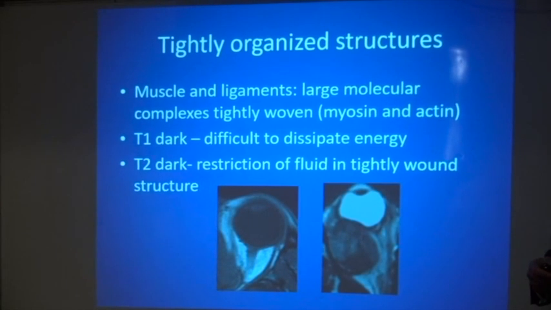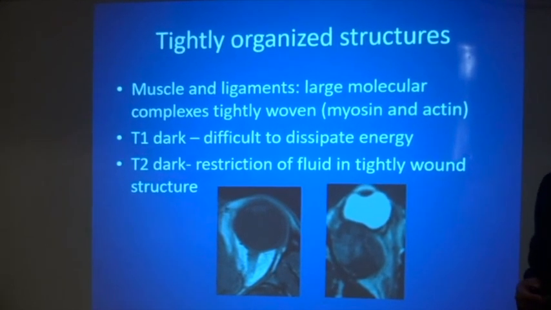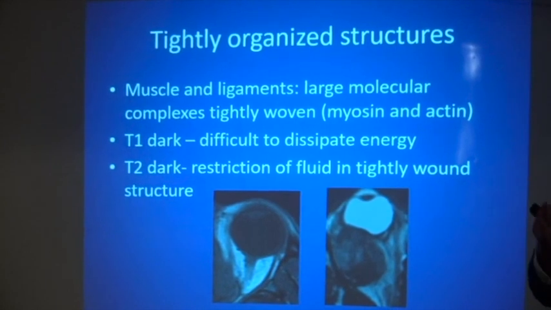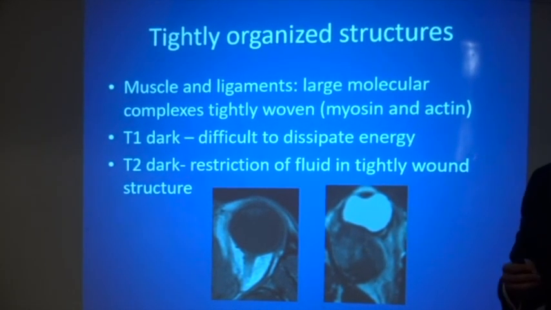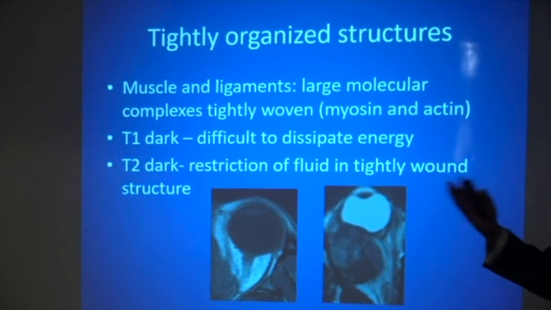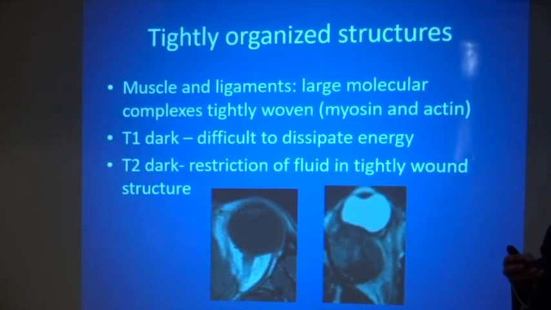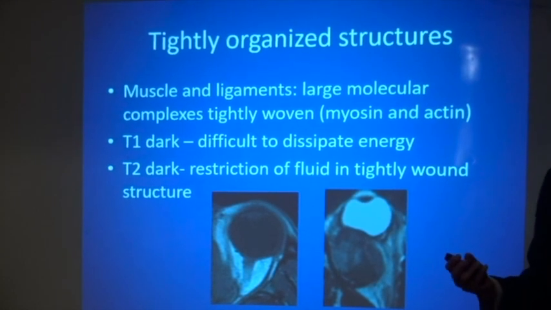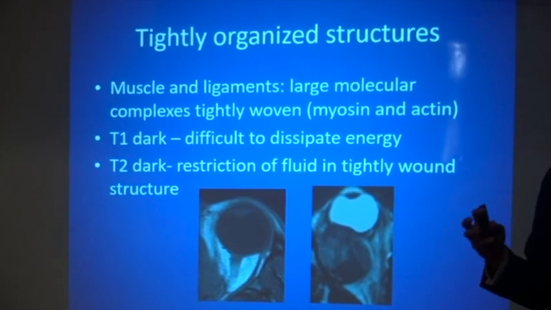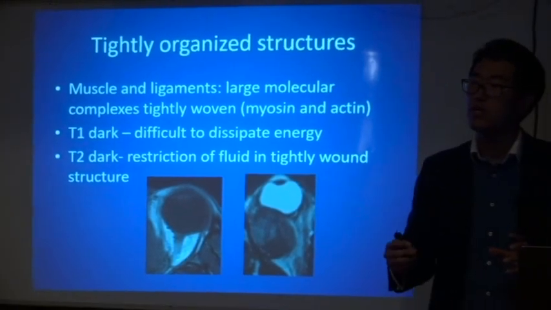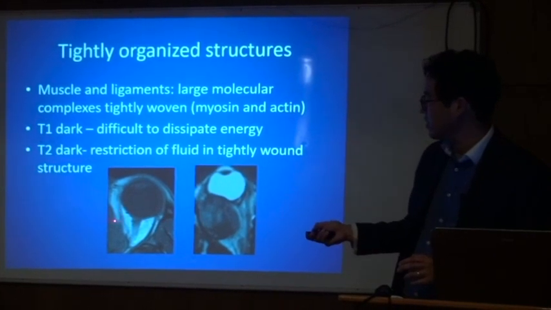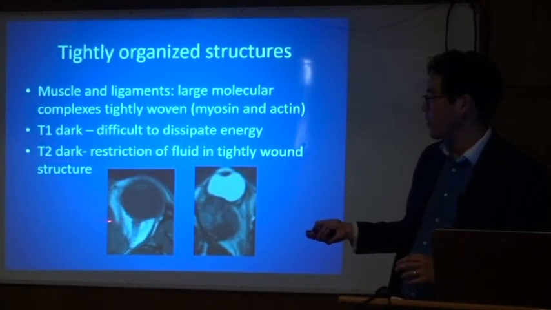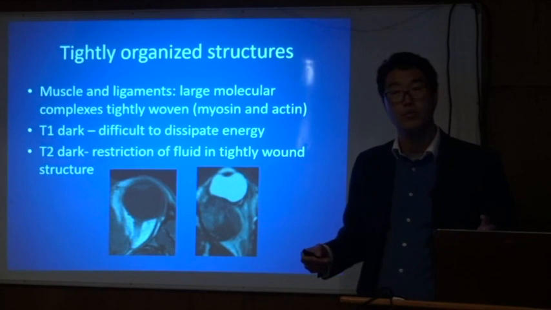So tightly organized structures such as muscles and the ligaments, such as very tightly woven myosin and actin, don't really do much in either. In T1, they remain dark because it's very difficult to dissipate the energy. And in T2, they also stay dark because the fluid in that tightly wound structure is very little. So in both of those cases, they remain relatively dark. And you can see here the lateral rectus or the medial rectus right there. It remains dark in both situations.